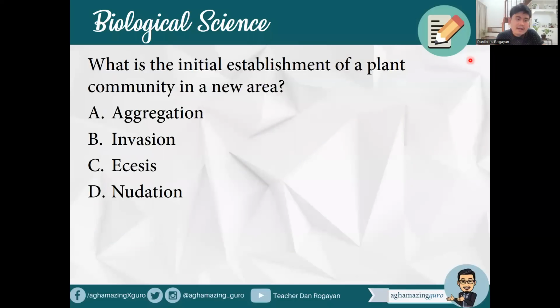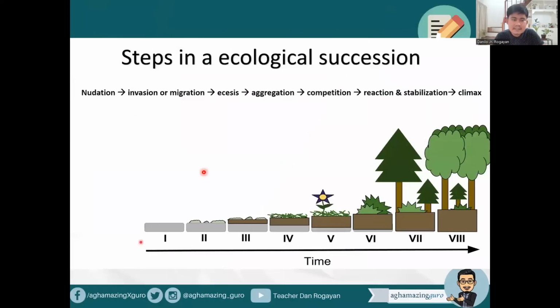Okay, what is the initial establishment naman of a plant community in a new area? So new area, A, aggregation, B, invasion, C, excesses, D, nudation. Okay, kapag establishment of a plant community in a new area, nagkakaroon tayo ng excesses. So usually, steps in ecological succession: nudation, invasion, migration, then excesses. Then aggregation, competition, reaction, stabilization, and climax.